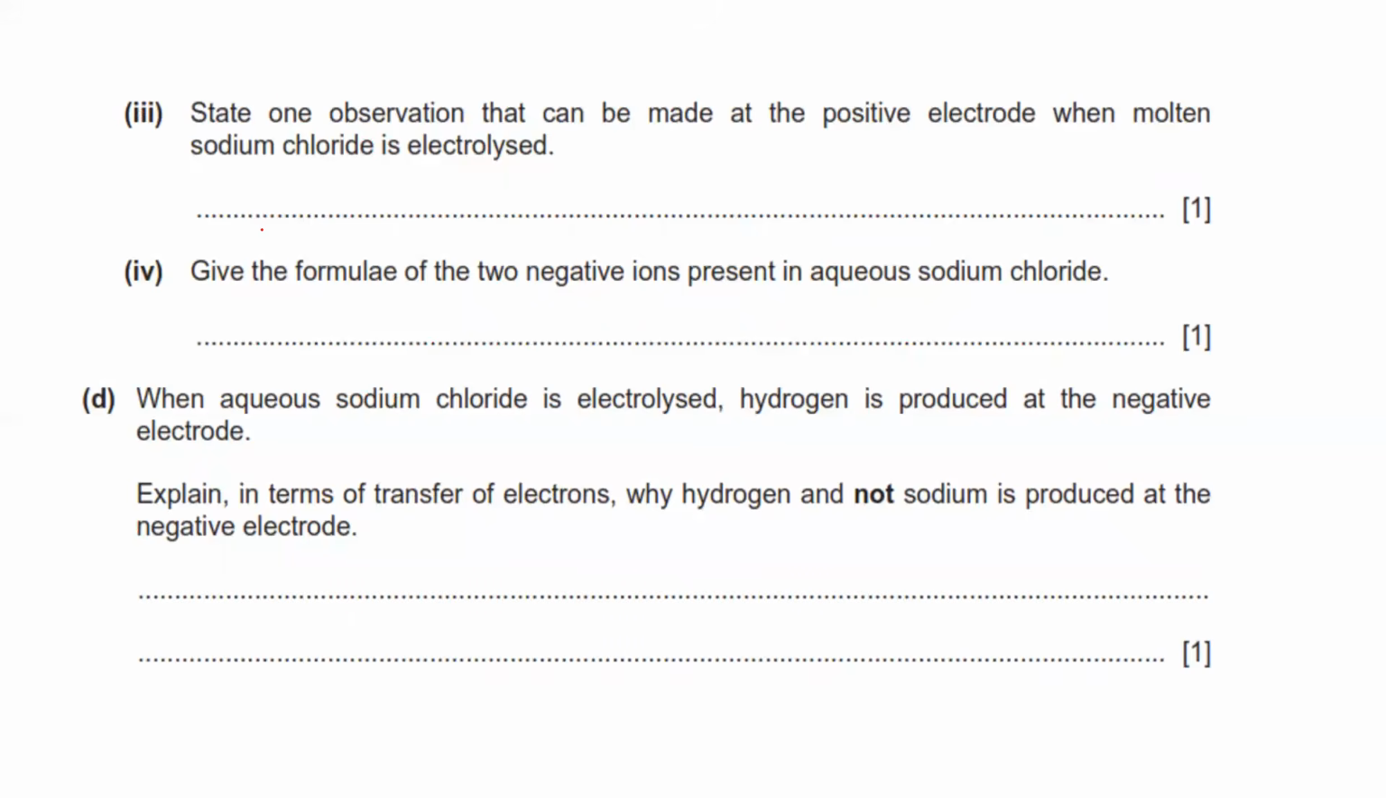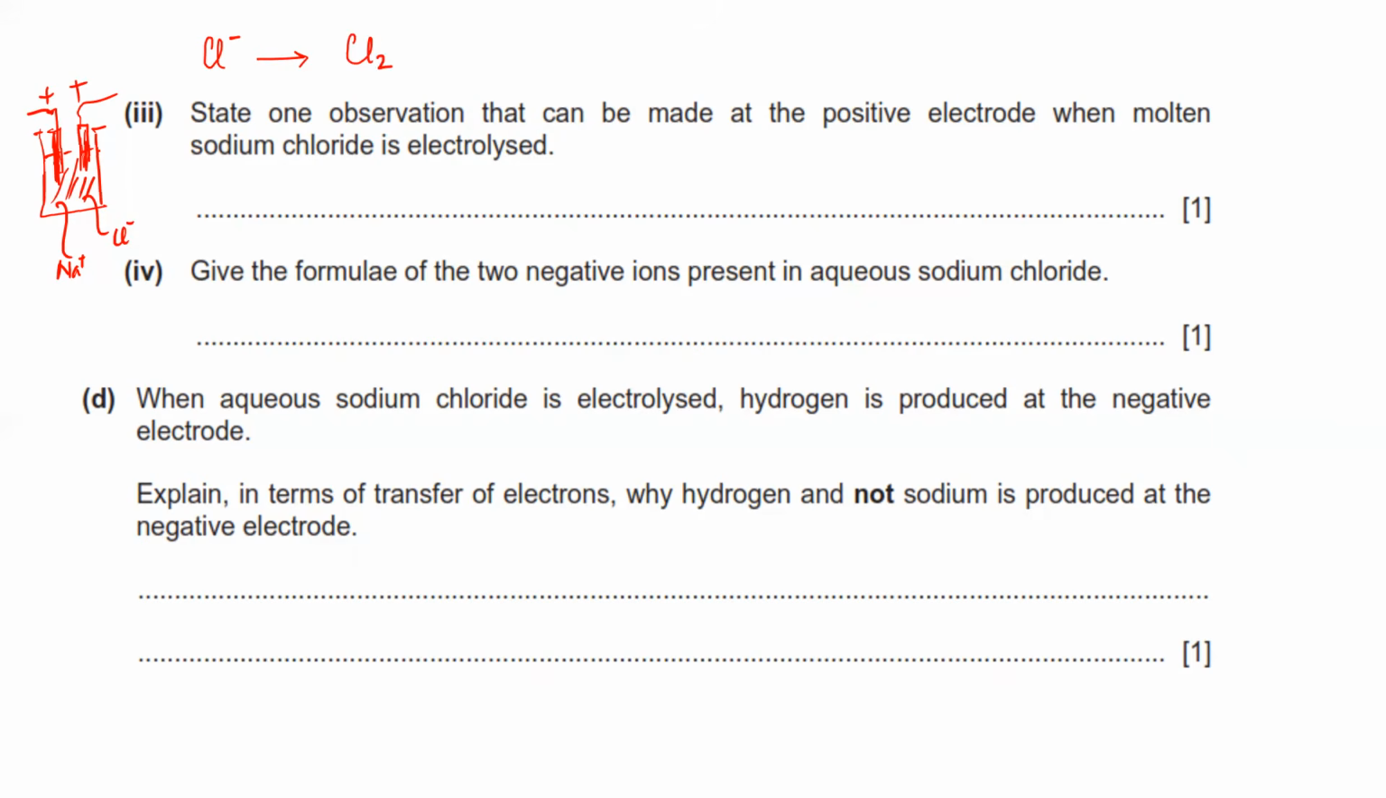Next part, state one observation that can be made at the positive electrode when molten sodium chloride is electrolyzed. So again, let me draw it for you. For example, we have the positive electrode, and this is the negative electrode. This is molten sodium chloride, Na positive, Cl negative. So what is happening at the positive electrode? So chlorine gas is released. So these Cl negative ions are going and they are basically making chlorine gas over there.